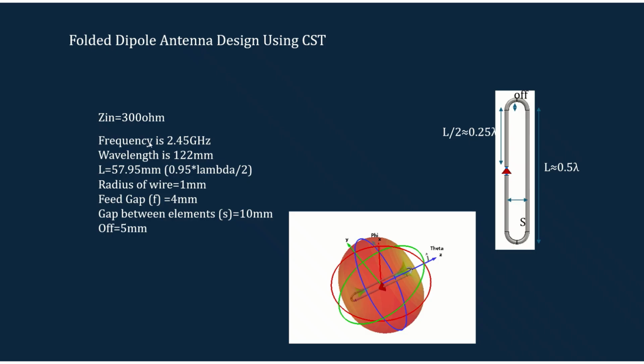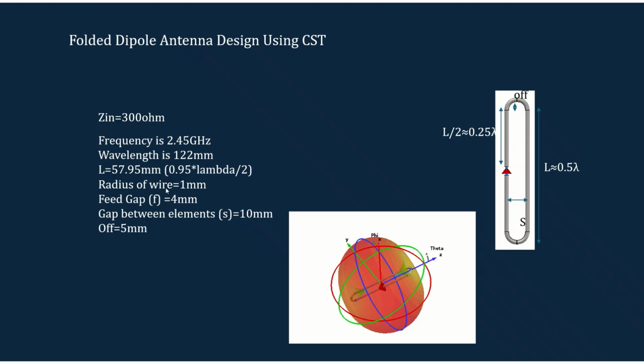Here our aim is to design a dipole antenna at 2.45 gigahertz. The wavelength corresponding to that frequency is 122 mm. As these conductors have a length of half wavelength, we can calculate the length using these equations. We are using a factor of 0.95 here because there will be some fringing effect, and because of that the length will get extended. So the actual length of a dipole antenna will always be less than lambda by 2.